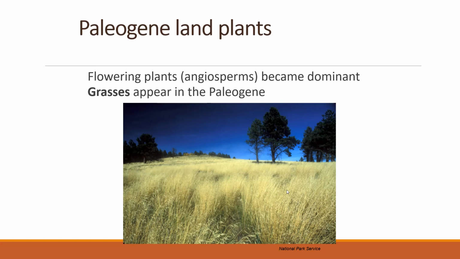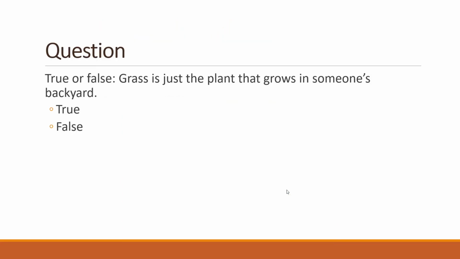mammals become predominant. So another one of these questions left in, true or false. Grass is just a plant that grows in someone's backyard. So do you think it's true? Do you think it's false? And this is false. Grass is actually a distinction for a type of plant. Most of the grains that we use are actually classified as grasses. So the grass that grows in your backyard is actually not agricultural grass.